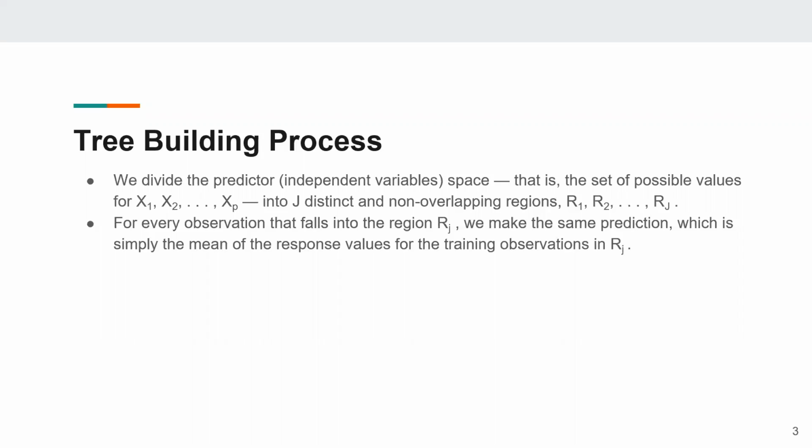But in this case, when we have more independent variables, p-dimensional, x1 all the way to xp, we're still having that idea to divide all those p-dimensional axes into distinct and non-overlapping regions of J different regions. And then for every observation that falls into the region Rj, we make the same prediction, which is simply the mean of the response values of the training observations in region Rj. So we have 3 different regions, and for each region, we use a mean of the observations that are actually in that region. So in the tree building process, we're just aiming to divide the whole independent variable space into different regions.